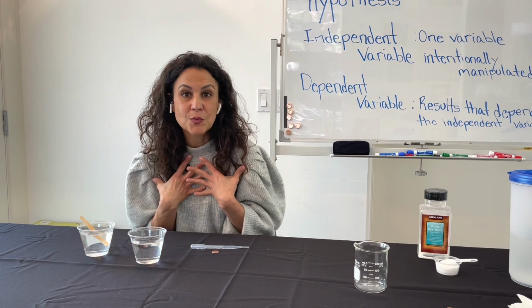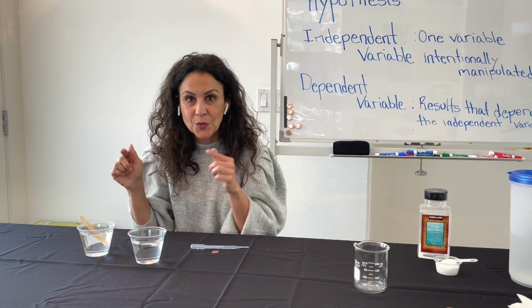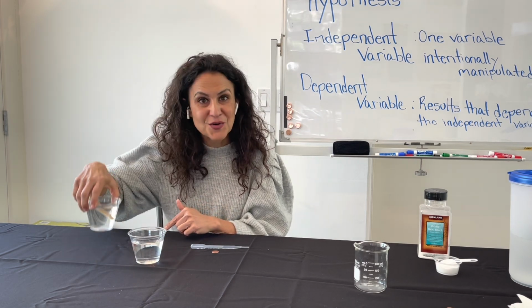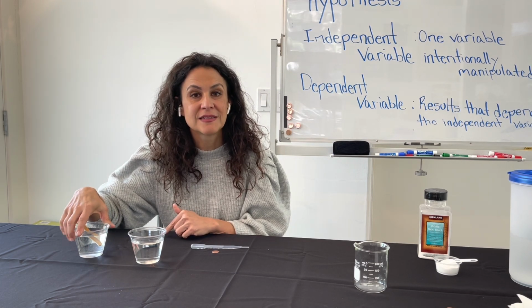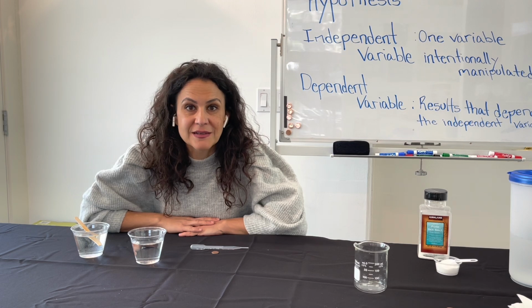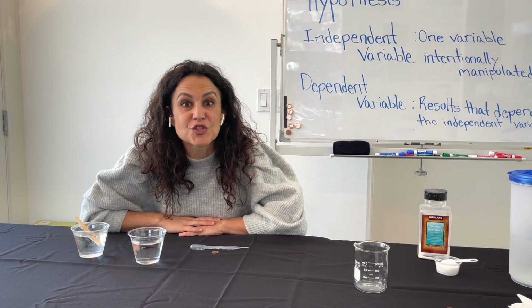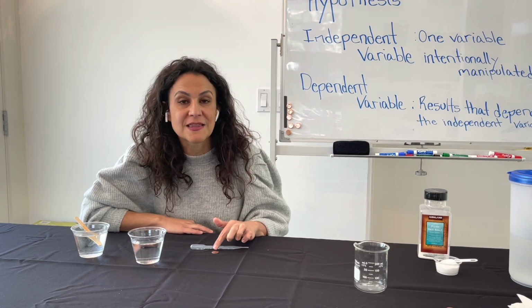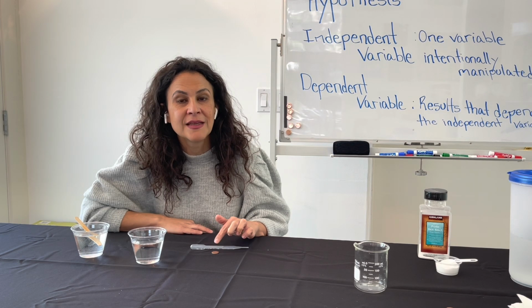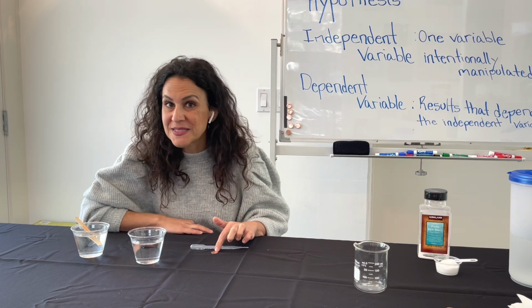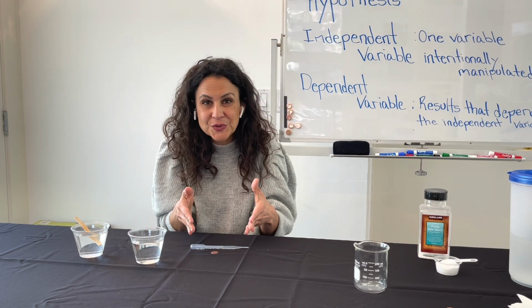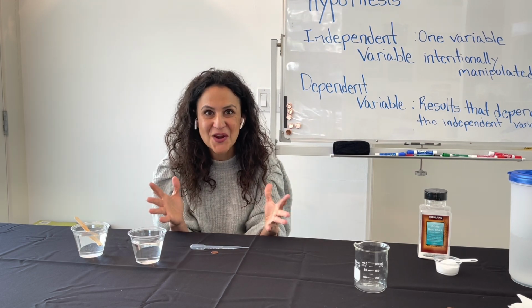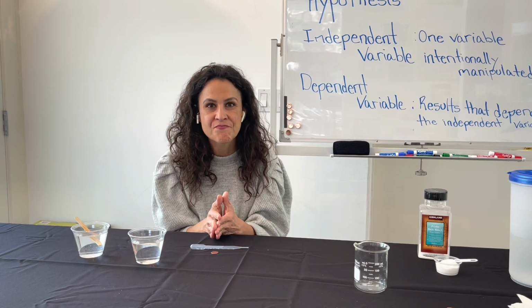Independent variable is what we control. We added salt to our cup of water. The dependent variable is what we were measuring. And what we measured were the drops of water that fit onto the penny. Now, the amount of drops that fit on the penny, did I control that? Was I able to decide how many drops of water fit onto my penny?